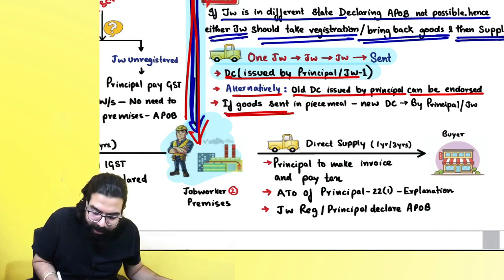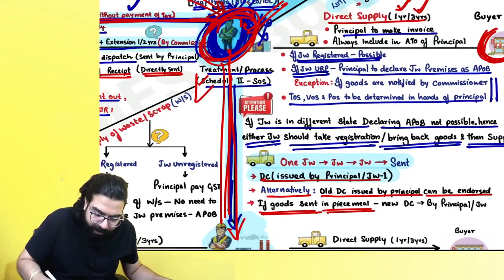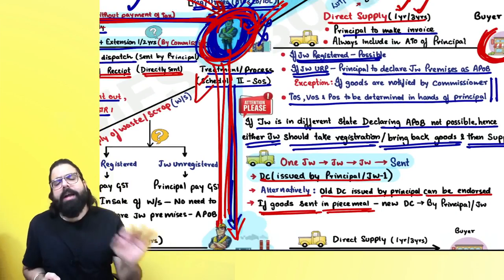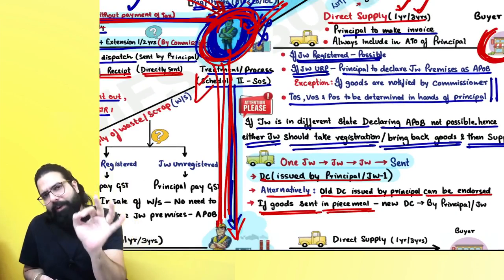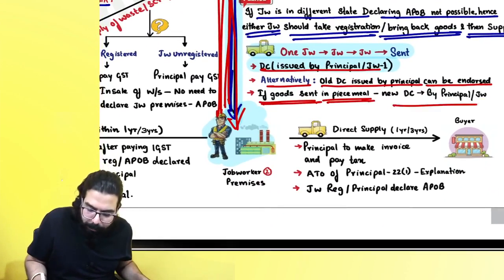Sir, if goods are sent in piecemeal, supposing 1000 units, say first 100 units, then 100 units, then 100 units are going, in that scenario, a new delivery challan will be required. Endorsement of the old delivery challan is not possible.